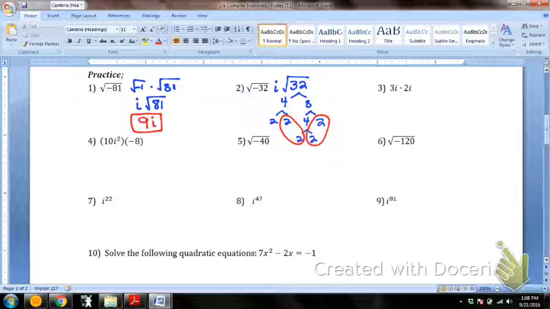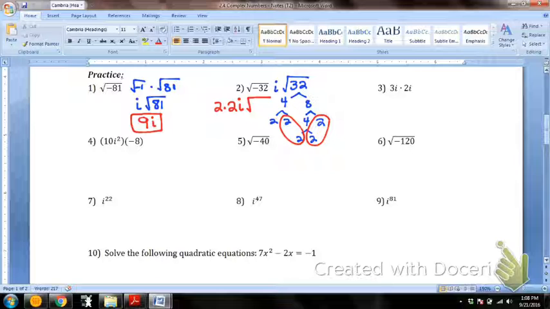For every pair, you write it how many times? Once. So for every pair, I have a pair of twos, another pair of twos. Don't forget about the i. The i is still there, so the i is going to go right here, right next to the square root sign.